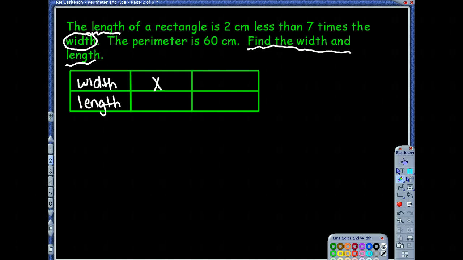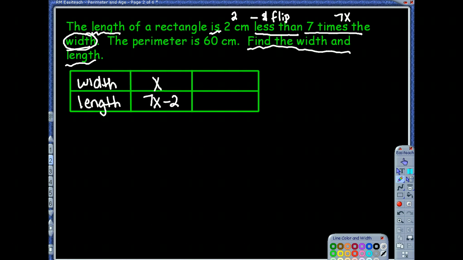Now let's read again. The length of the rectangle is, this is where our cue is that we're getting ready to start to get some important information. 2 less than, and if we think about that, less than means to subtract and to flip the order. So 2 less than 7 times the width. Well, we just called our width x, so 7 times the width would look like a 7x. I want to subtract and flip that with the 2 that we had. So the length here would be a 7x minus 2.